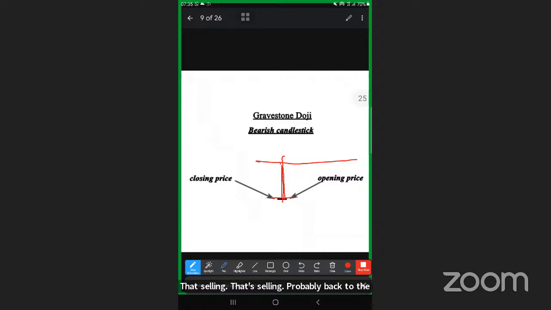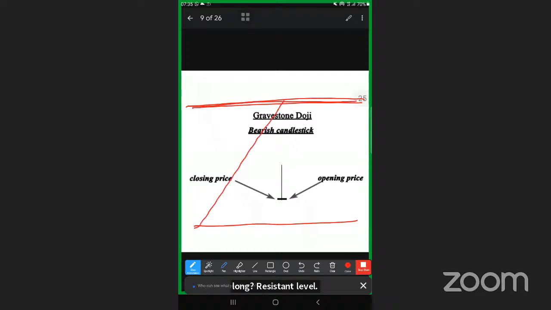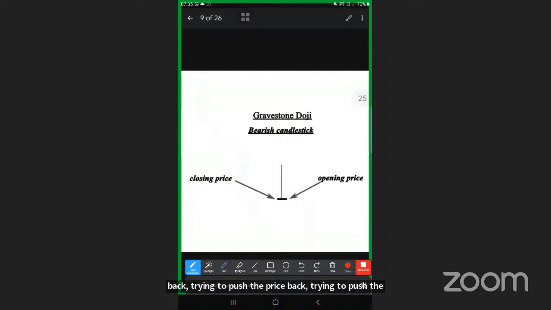Back to the opening price. Sometimes they are going to pass the opening price going down. So when this type of thing happens along a resistance level, since the market was trending high up, and this happened around here, sellers are trying to push the price back, trying to push the price back. Then you should know that the market is going to change to the downside. But I just want you to have a closer look at this one.